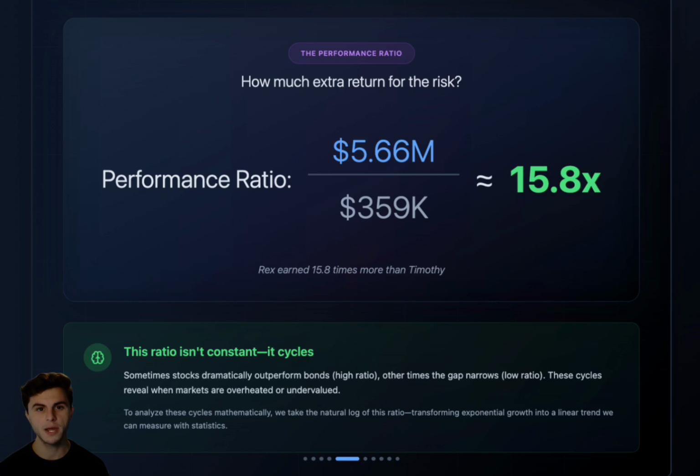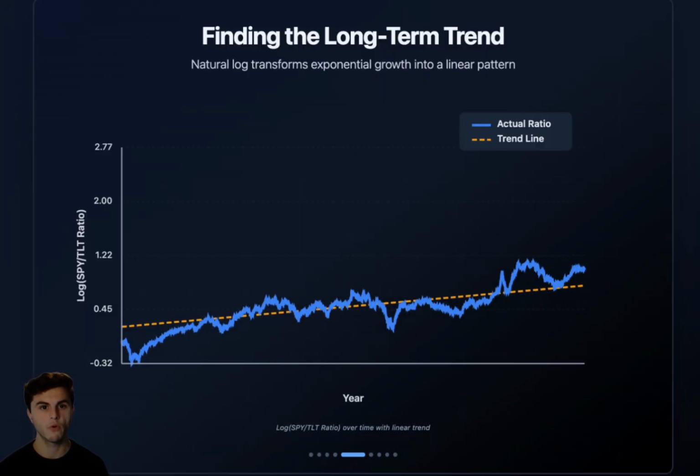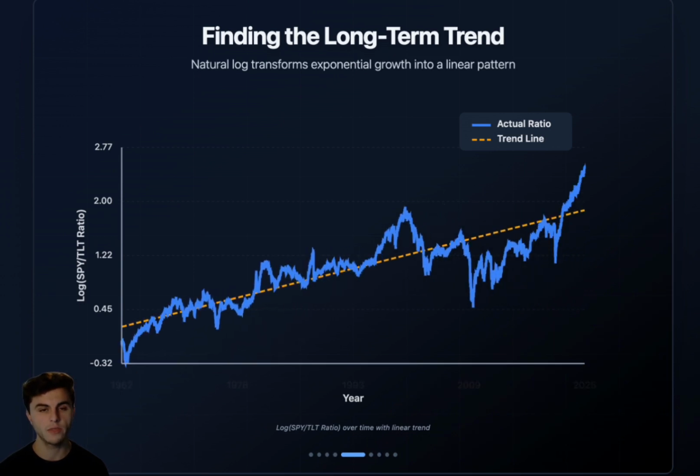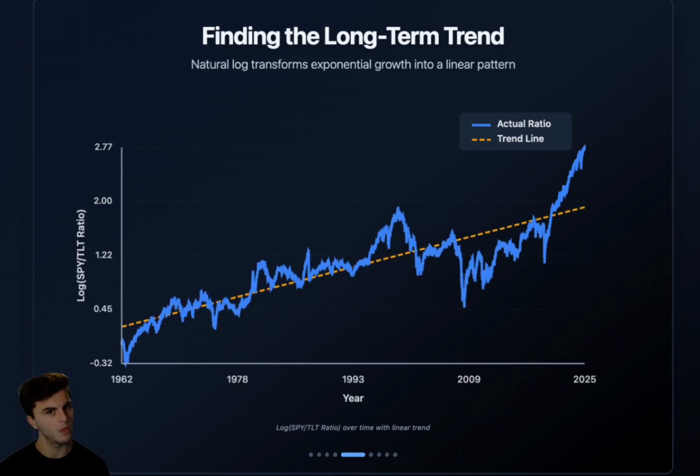This is a standard technique that transforms an exponential growth curve from compounding growth into something that behaves more like a straight line. With that done, we can then perform a linear regression to find the true long-term growth trend of stocks relative to bonds. Think of it this way.